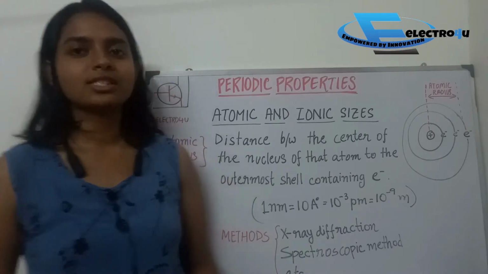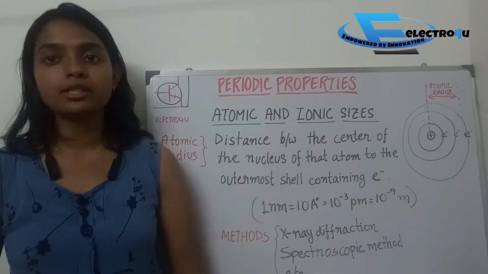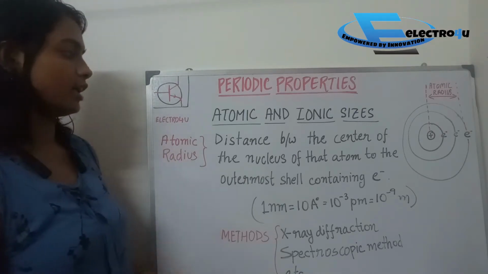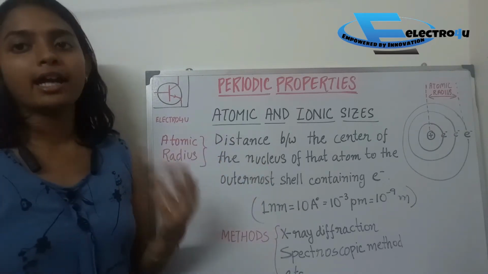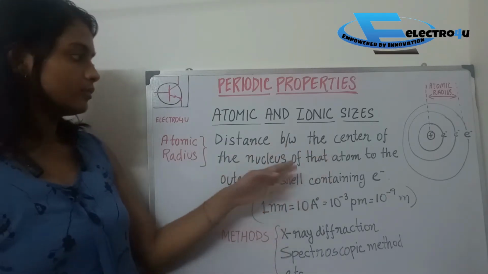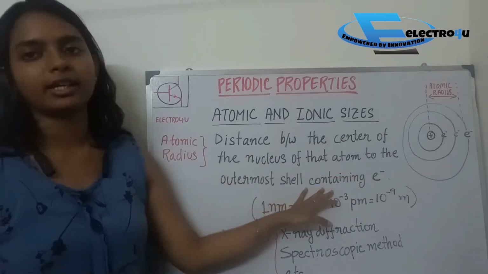So today we will start with atomic and ionic sizes. For determining the atomic size of an atom, first we have to see what is the radius of that atom. So let us understand first what is atomic radius. It is the distance between the center of the nucleus of that atom to the outermost shell containing electron.